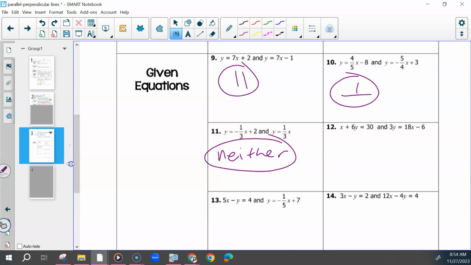Okay. Then there are some like 12 where you have to solve them first. So for this equation, how would we get this back into slope-intercept form? Subtract x on both sides. We have 6y equals, hold that one.